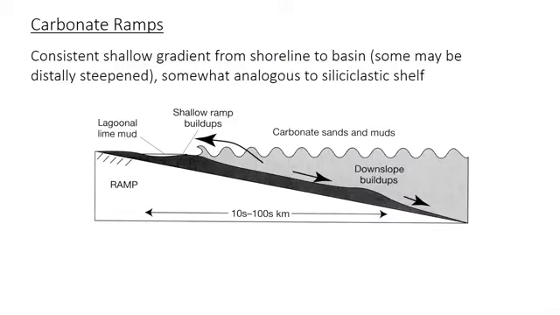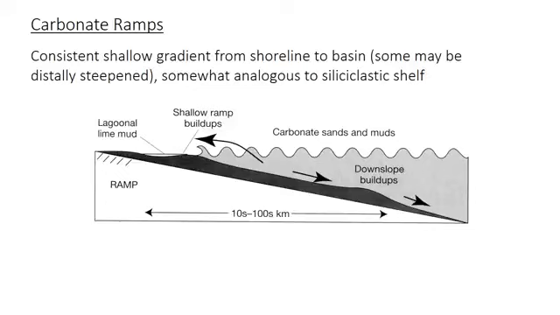So what is a carbonate ramp? Well, it's basically just a gently sloping surface, hence the name ramp, that has a fairly consistent gradient from the shoreline to the deeper parts of the basin. Sometimes the gradient gets a little bit steeper at the offshore end of the ramp, and then it's called a distally steepened ramp. So this geometry is fairly similar to clastic shelves, like the shore face and offshore transition and offshore that you've heard about.